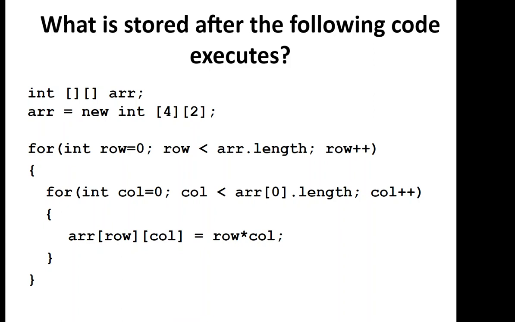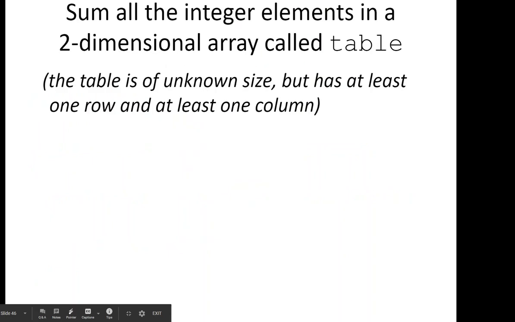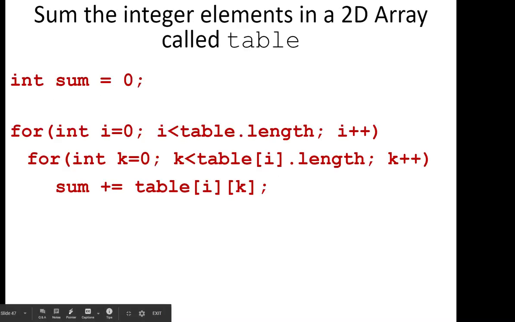Okay, so here's a little practice to think about how a nested loop can put values in a 2D array. Think about what this array would look like. And here's the answer. Here's another practice: sum all the integers in a two-dimensional array called table. It's just like summing a one-dimensional array, except you've got to use a nested loop to traverse. And this would be the answer.